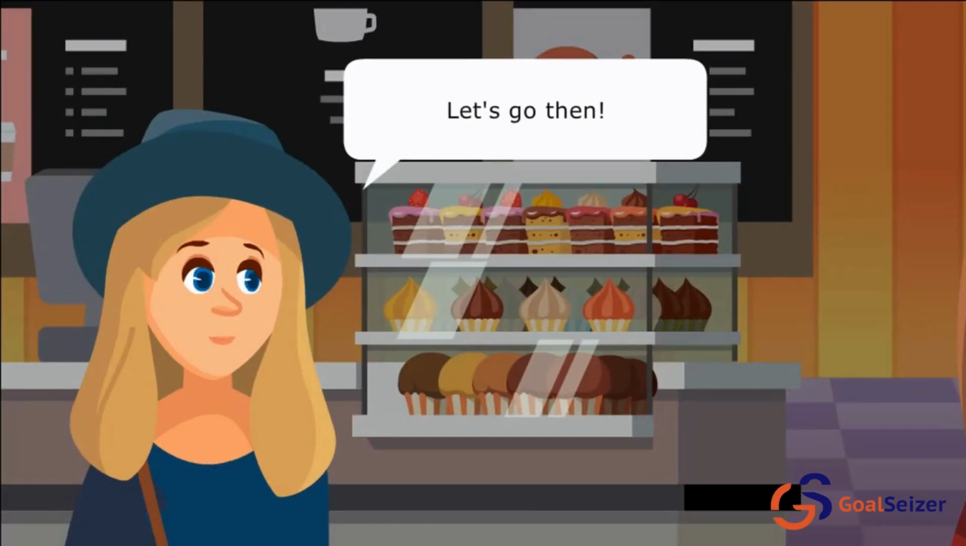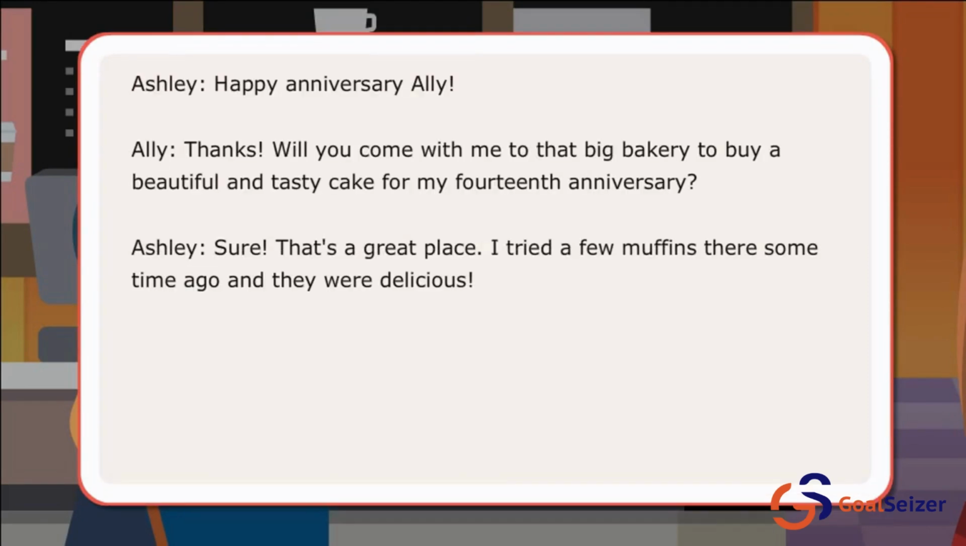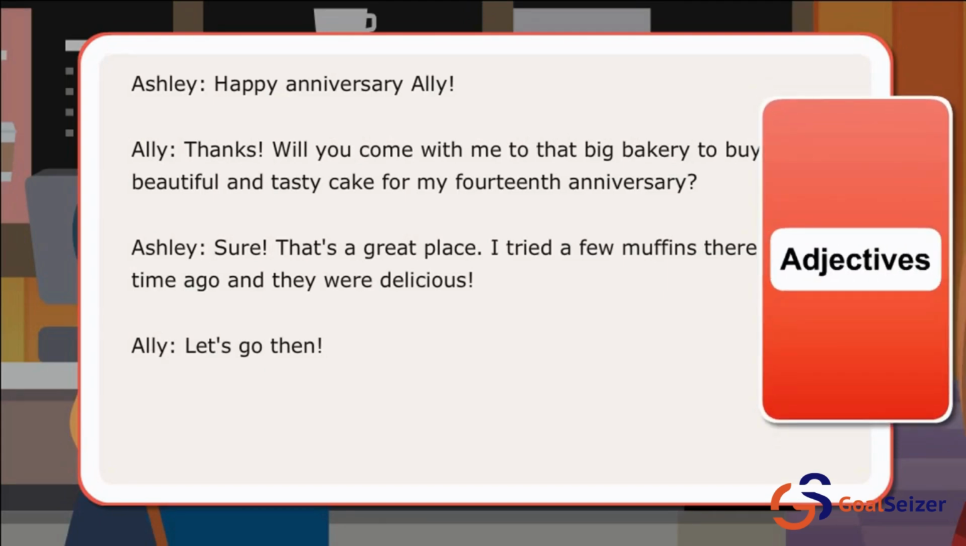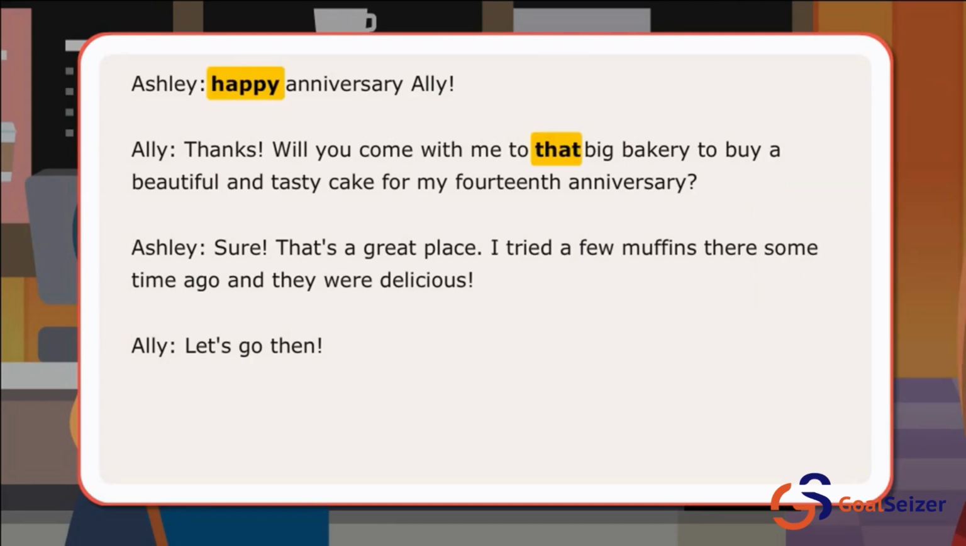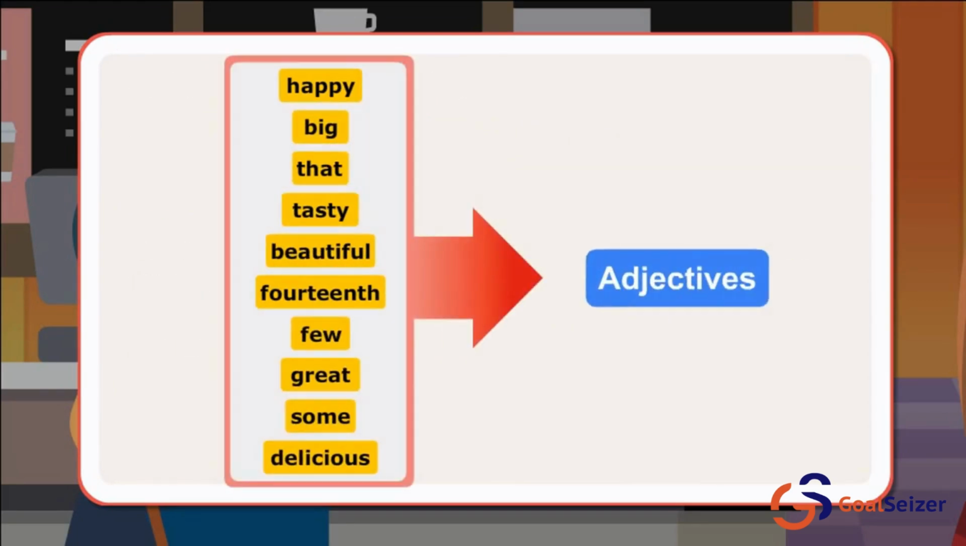Let's go then. In the conversation, Ashley and Ali have used several words that describe and modify nouns. The words happy, that, big, beautiful, tasty, 14th, great, few, some, delicious are examples of adjectives.